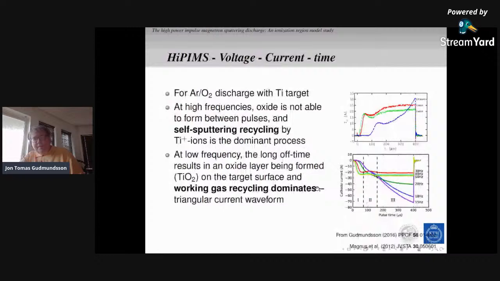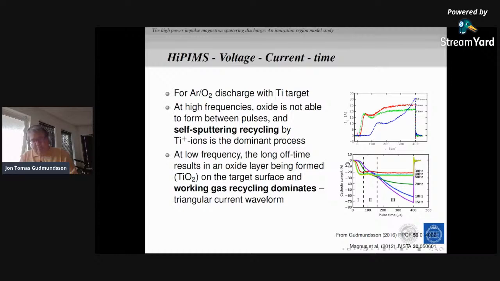So now I have used the model to explain what we have observed experimentally. In this case, with the titanium oxide forming on the substrate, we see that working gas recycling dominates, which explains the shape of the current waveform in the case of low pulse repetition frequency or high oxygen flow rate. These experimental curves were actually the motivation for the study, and it took us a few years to be able to explain this.